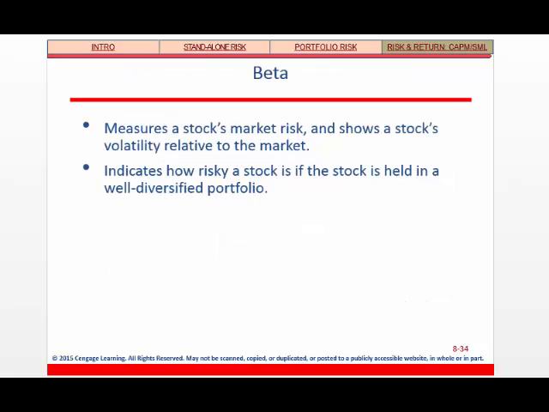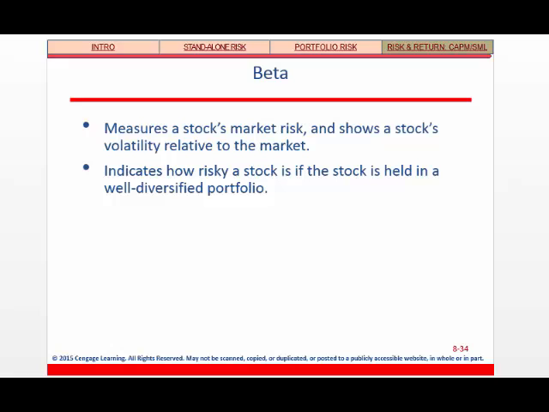Now let's go back over beta again, since that is kind of a new term. Remember, beta measures a stock's market risk and shows a stock's volatility relative to the market. Again, let's pick a stock. Let's make up another one. Let's say WWF. The stock WWF has a beta of 1.3. That means if the market goes up 2%, then it's going to go up 2 times 1.3, so that would be 2.6%, right?